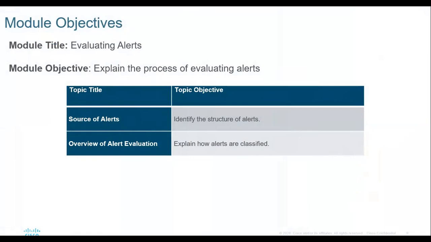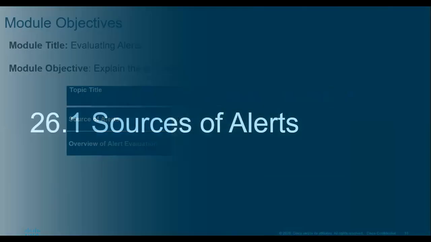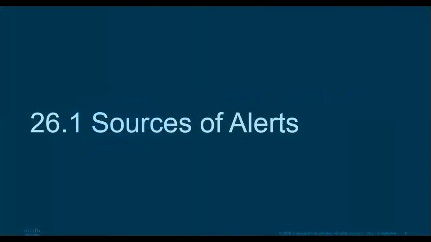So looking at the table, we have the topic title and topic objective. The first we're going to look at is the sources of alerts, which is to identify the structure of alerts, followed by the overview of alert evaluation, which is to explain how alerts are classified. So we'll start with the first one, sources of alerts.